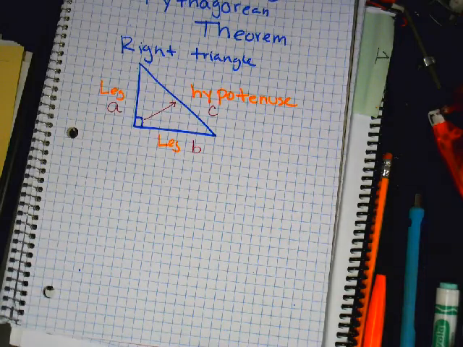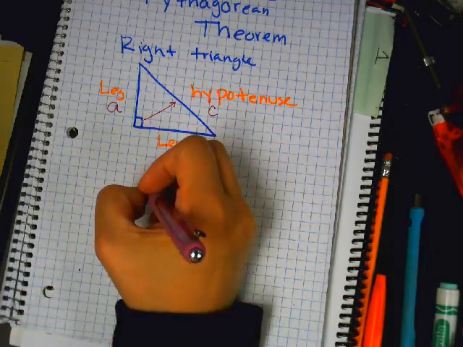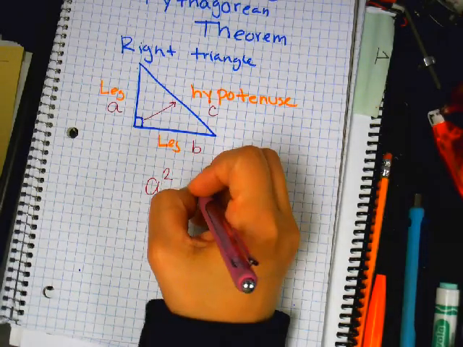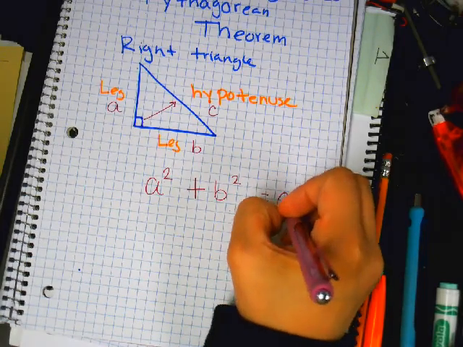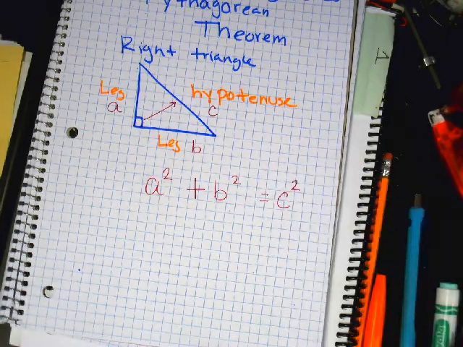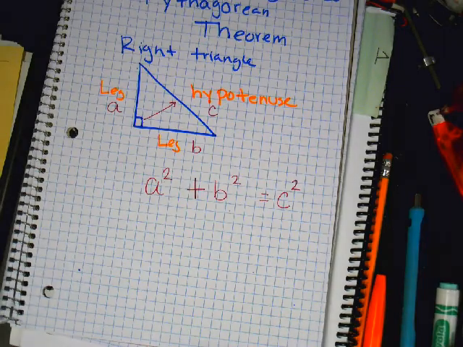So what he discovered by hypothesizing and testing it over and over again is that if you do A squared plus B squared, it will give you C squared. He realized that if I'm missing a side of a triangle and I want to solve for it, A squared plus B squared is equal to C squared. So that's the formula we have to memorize: A squared plus B squared equals C squared.